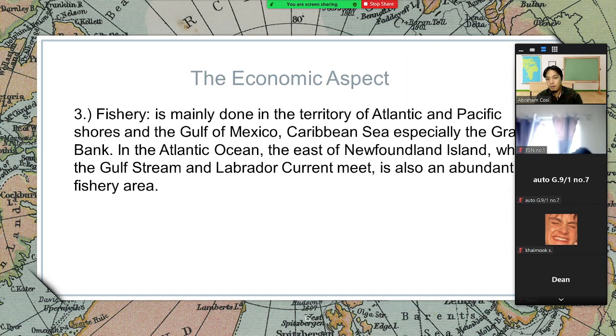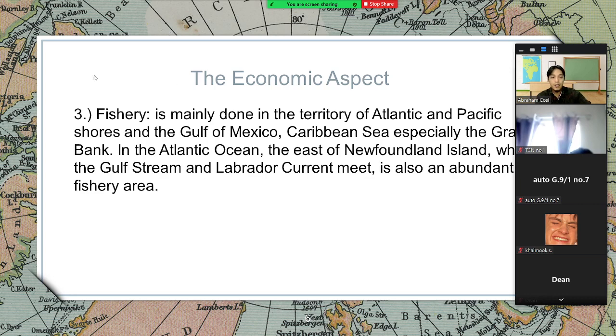Now let's move to number 3, which is fishery. Fishery is mainly done on both of the coasts, of course, the Atlantic and the Pacific shores. In the south we have the Gulf of Mexico, and a bit to the southeast we have the Caribbean Sea. We also have the Grand Bank, and in the Atlantic Ocean we have Newfoundland.